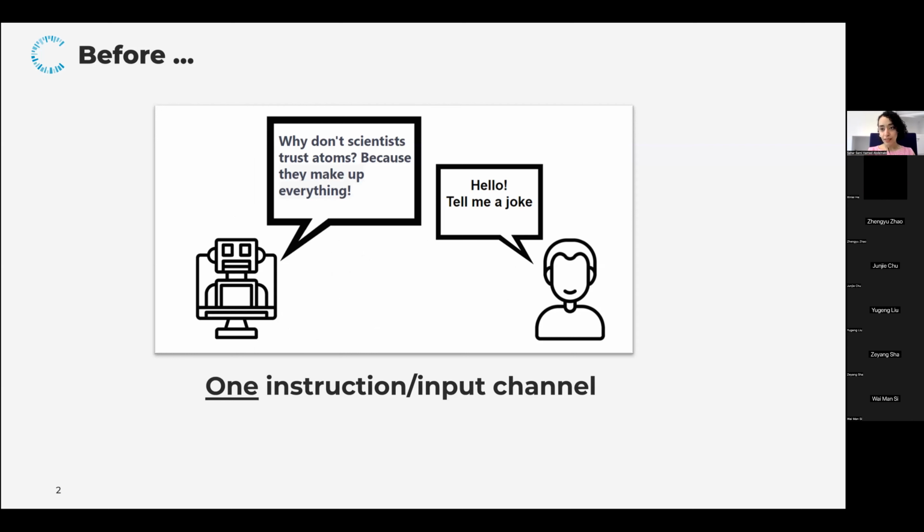Before we dive in, let's review how we used to interact with LLMs, back in the day, like ancient history, only a couple of weeks or a couple of months ago, and what we have now with applications. Before, we had a clear input channel, a clear instruction channel. The user communicates with a large language model such as ChatGPT by giving instructions and asking questions, and the model replies or responds back. So it's only one input channel.